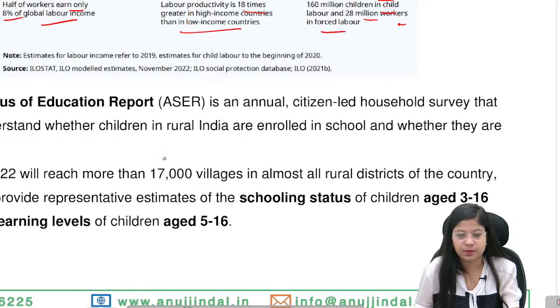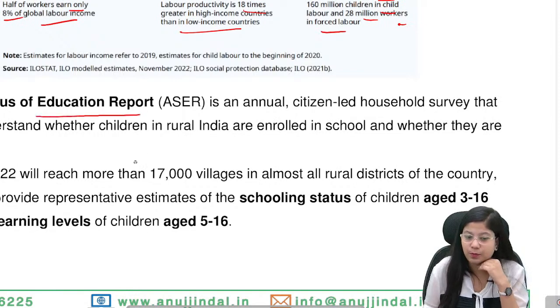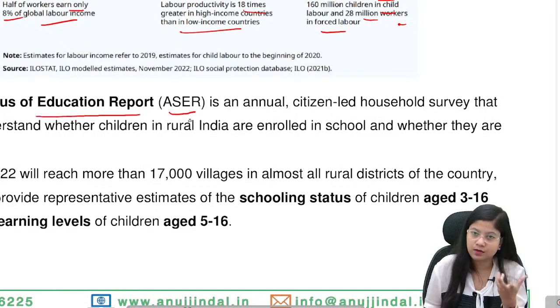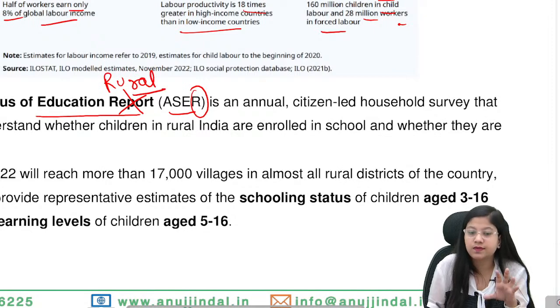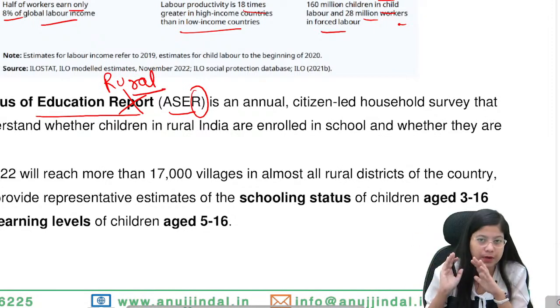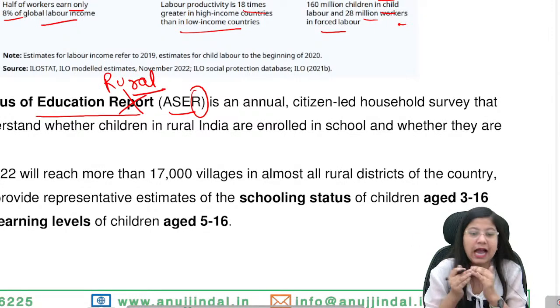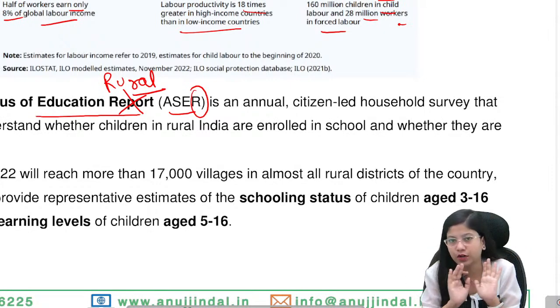Next is our annual state of education report. Okay, so ASER or ASAR, whatever you want to pronounce it. So this is the report. Now here with R, you can substitute the word report with rural. Okay, this way you will be in a better position to remember the contents of this report. Okay, I have done the same to remember this particular report.